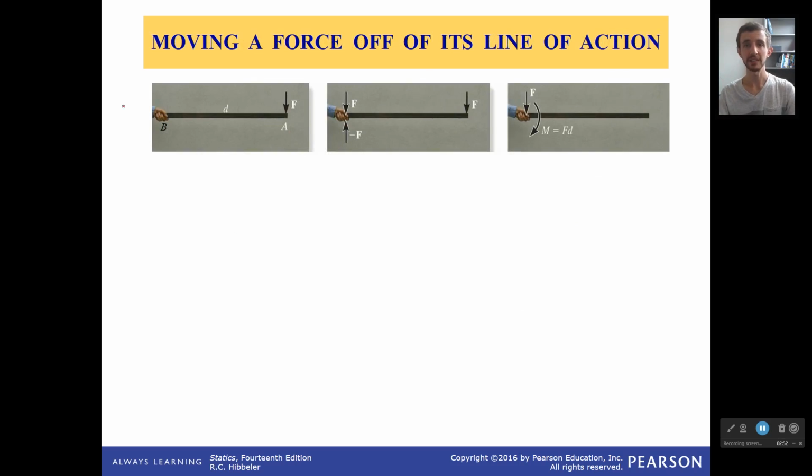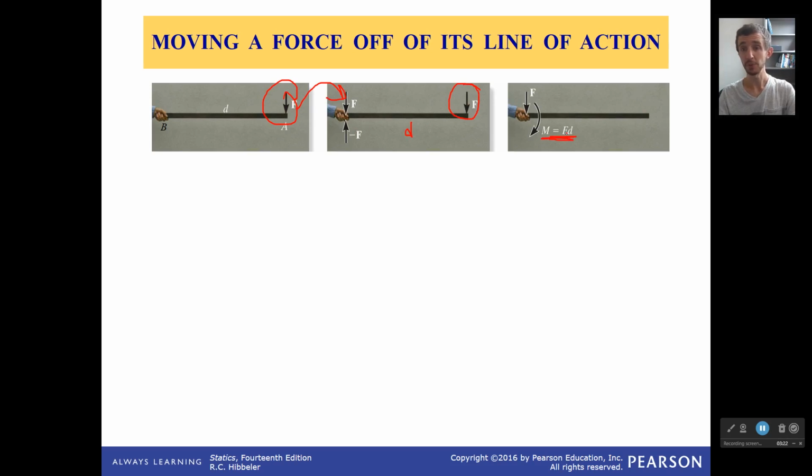Okay, now here is a little bit more difficult case when we want to move a force that is not along the line of action of the rod, and therefore I'm moving it off of its line of action. When I do that, I can't just move the force. I can't just say, well, it was here before, it's here now. I have to take into account the moment it would have felt from the force over here. So I had some distance, I have a force. It's really easy to calculate that moment.